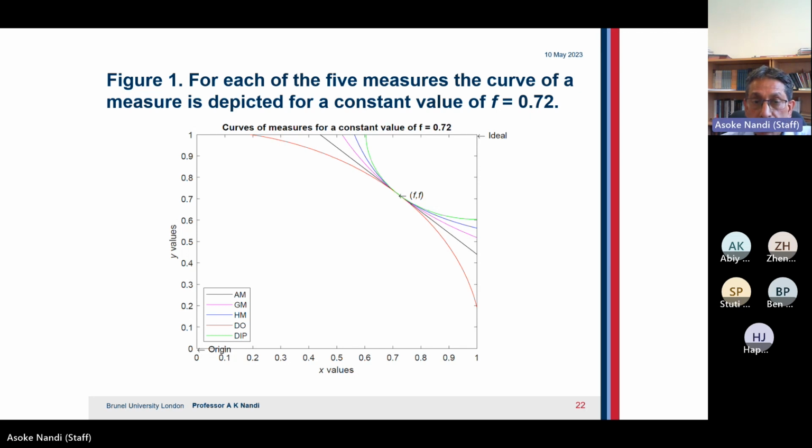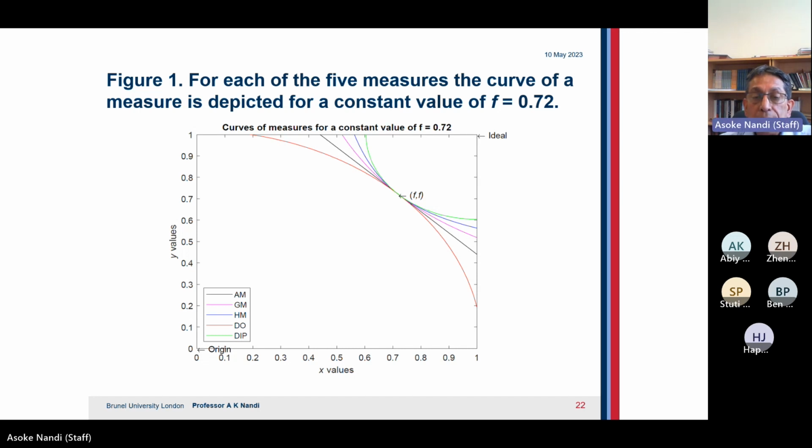Similarly, this red one is the distance from the origin. That's one of the new measures. At this point, the DO value is 0.72. As you go away, X and Y values are different, but every point on the red curve has the same F value, the same DO value, 0.72. The same holds for the other ones, but I just want to focus on the black and the red.